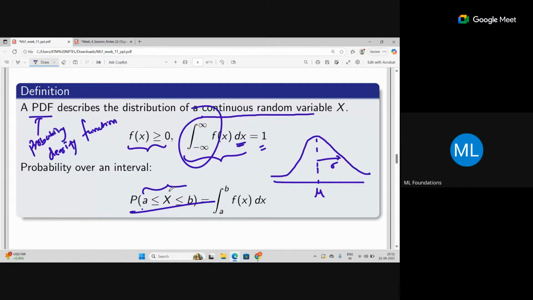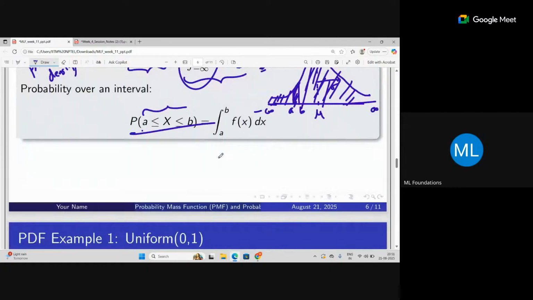All right. So if I wanted to find the probability between, let's say, these 2 points, A and B, it will be the integration from A to B of f of x dx. And what is the probability under this whole normal distribution curve, from minus infinity to plus infinity? The value should be equal to 1. I hope till now this is clear.